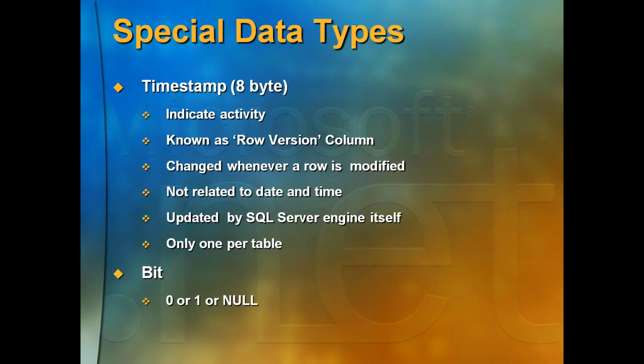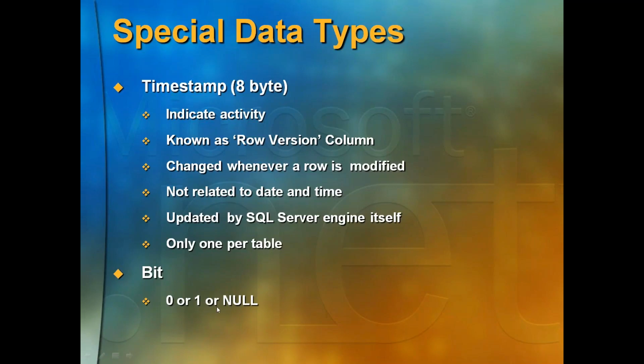Now we have timestamp columns. It is also known as the row version column. It changes whenever a row is modified, is not related to date and time, and is updated by the SQL Server engine itself. There is only one timestamp column per table. And we have one more data type called bit. Bit can be either 0 or 1 or null.